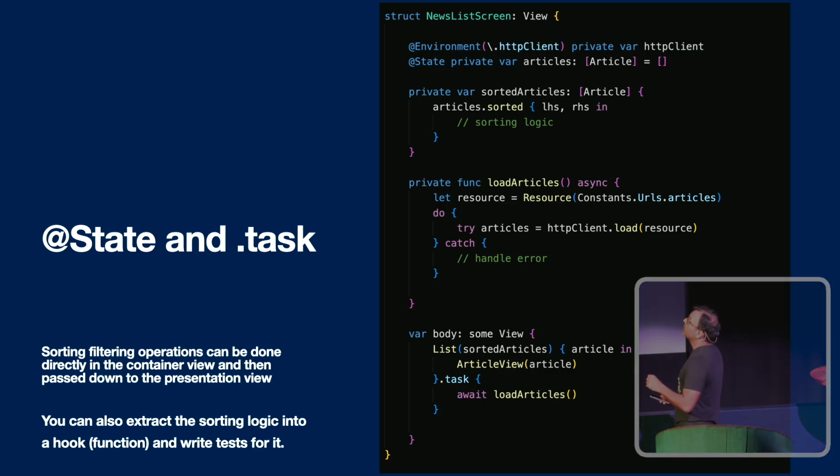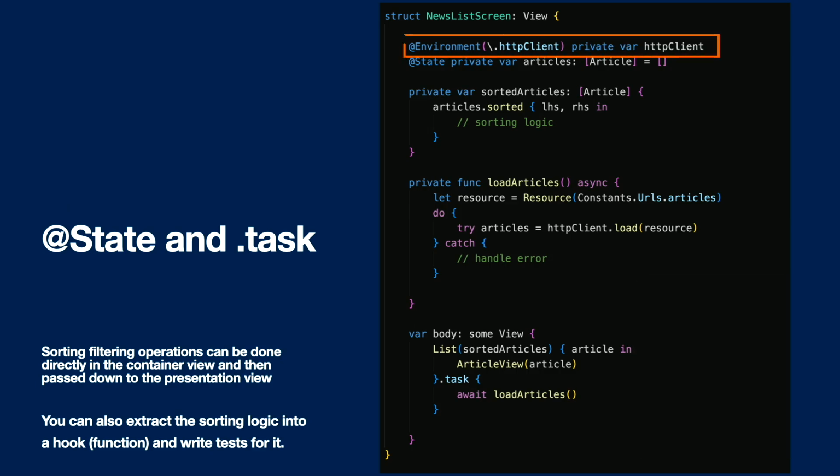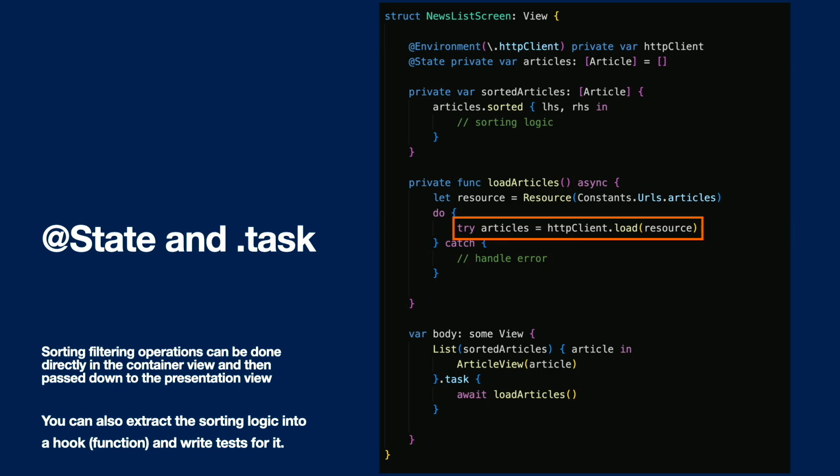OK, so you can see on the top, I get the HTTP client from the environment because I just want to make it look fancy. I mean, you can just pass it. That's also fine. And then I load it right there, load articles. I just call the function. And loadArticles just uses the HTTP client directly, gets the data and populates it into articles, which is a private state. Wow, so nice, so simple.